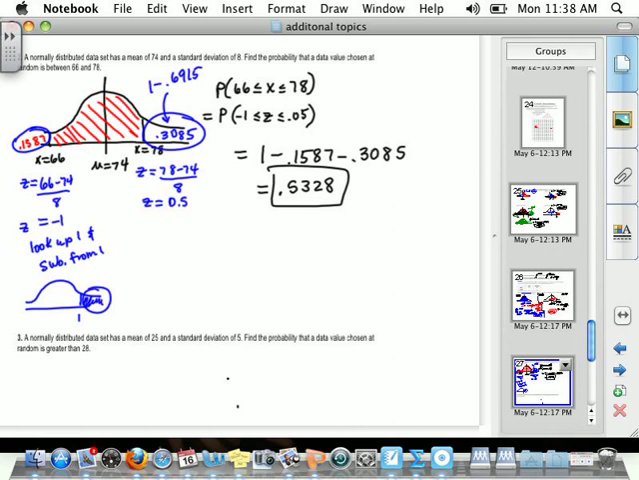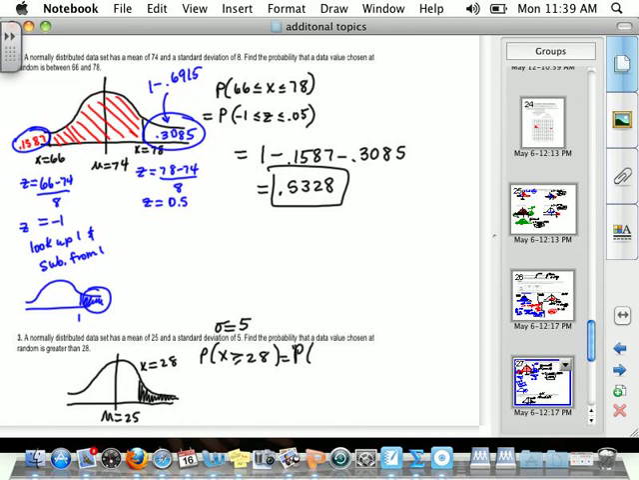All right, so let's try to do this one. A normally distributed data set has a mean of 25 and a standard deviation of 5. So mu equals 25, sigma is 5. Find the probability that a data value chosen at random is greater than 28. This won't be too bad. So we're finding the probability that x is greater than or equal to 28, which is the same as the probability that z is greater than or equal to something.